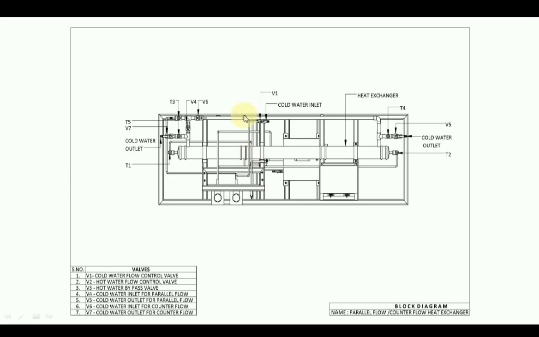Now this is the top view of our setup. Here in the top view we can see our double pipe heat exchanger. Then this is the inlet line for water. From this line only the water is coming. You can see that we have the temperature sensor over here and we name it T3. So T3 is the inlet temperature of the hot water. Now to this line we have two outlets, one with a valve V4 and another with a valve V6.